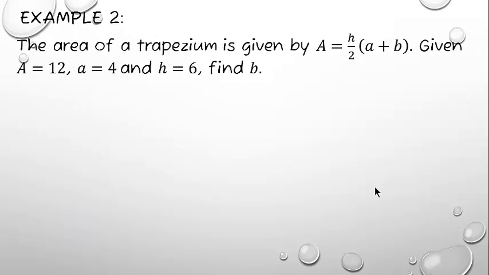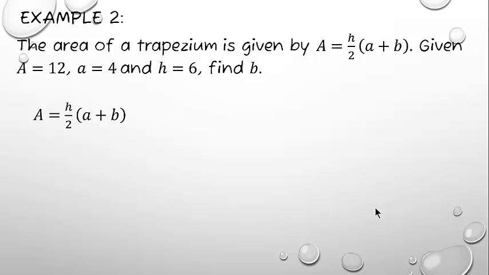Example 2. The area of a trapezium is given by A equals h on 2 outside of a plus b. Given capital A equals 12, little a equals 4, and little h equals 6. Find b. Now, write your formula down first. So we have h over 2 outside of a plus b.